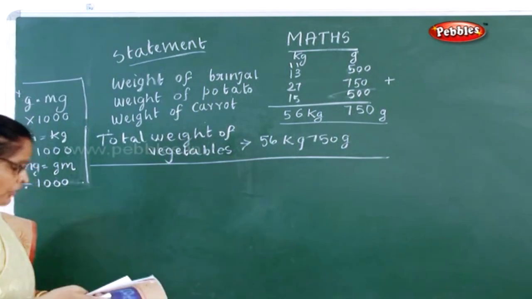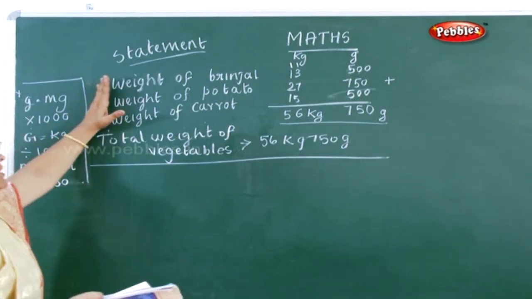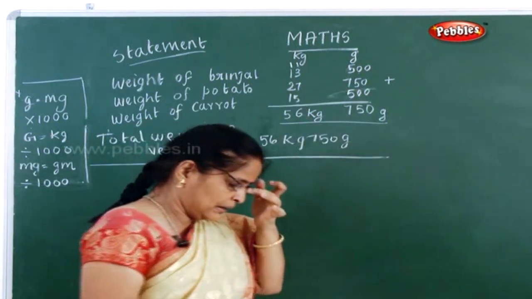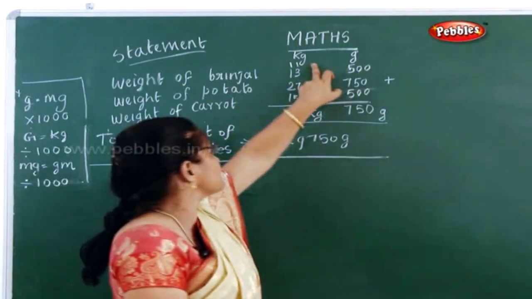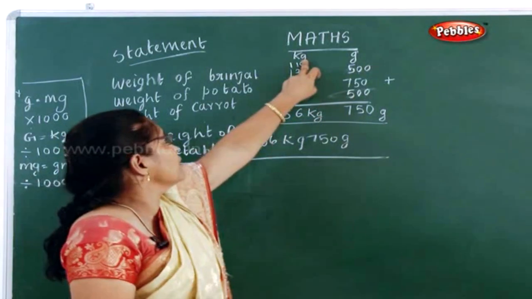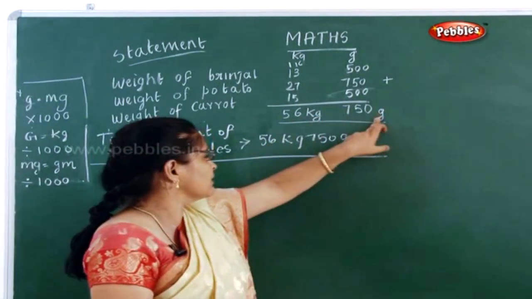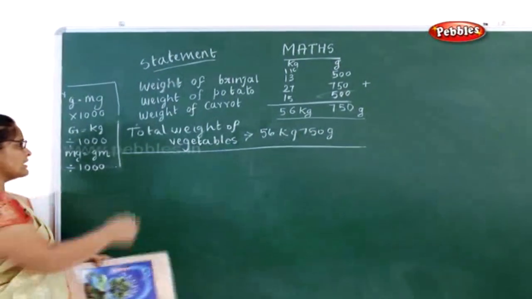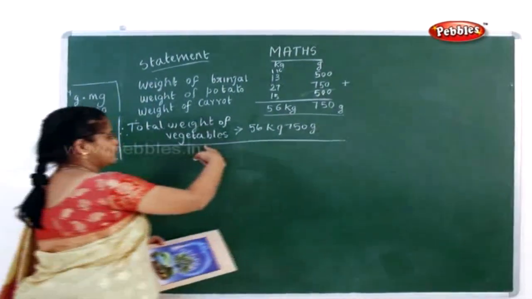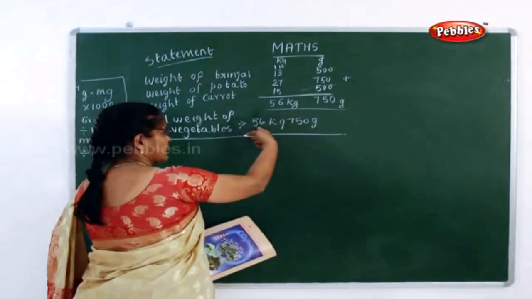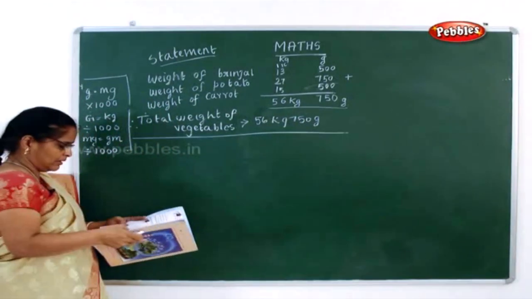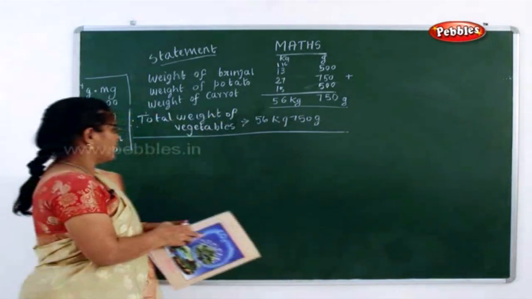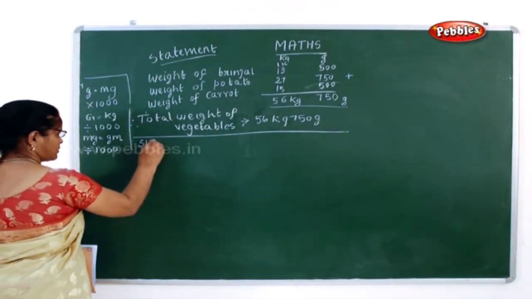Is it clear now? Always you have to write with the statement and you have to write the heading: kilogram, gram, milligram, all that you have to specify, and the same values you have written should be taken here, and finally whatever the question is, you write the answer like this. Therefore, total weight of vegetables is 56 kg and 750 gram. So this is how you have to do your addition. The next one we will go on to subtraction.